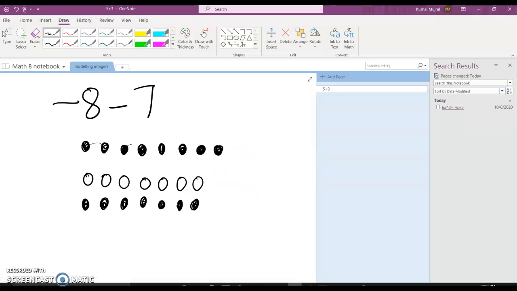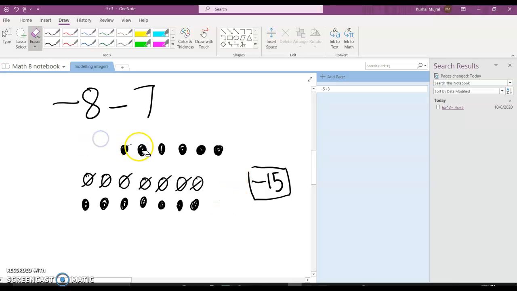So if we're taking away 7 positives, we can take this one, this one, this one, this one, this one, this one, this one. And now we're left with -8 and -7, which is -15. You don't need to write this here, but you can count that there's 1, 2, 3, 4, 5, 6, 7, 8, 9, 10, 11, 12, 13, 14, 15.